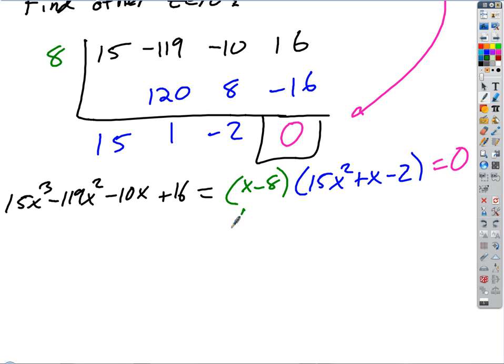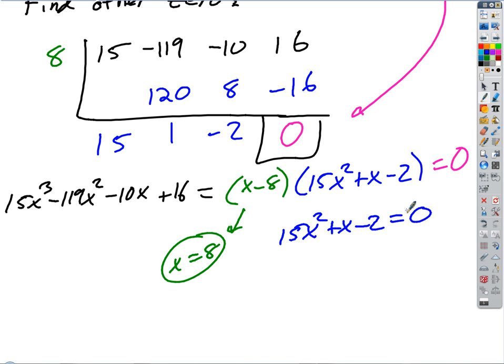If we set these equal to 0 and apply the zero product property, we get 8, or we get the quadratic equation in standard form: 15x squared plus x minus 2 equals 0. What's a, b, and c there? Because we're not going to want to factor that one, are we? No, no way. Because a is not equal to 1, so it makes it hard to factor. That's a times c, then split b, and that's long and difficult.